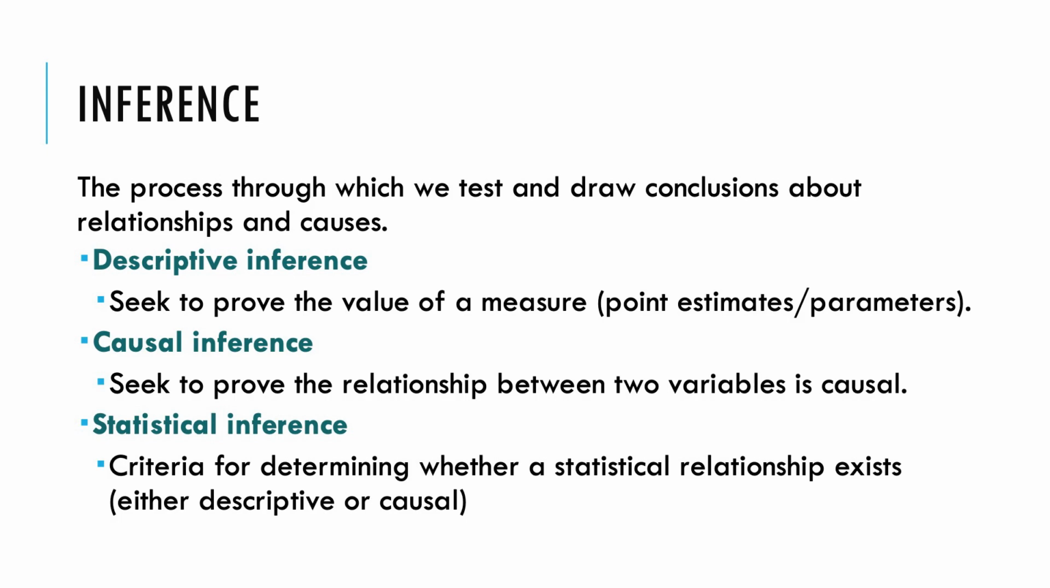Descriptive inference is making assessments about facts that are hard to observe. For example, what is Biden's approval rating? Or how many non-citizens vote? Causal inference is drawing conclusions about the causes of those facts. For example, does education influence a vote for Biden? Or do voter ID laws depress turnout?